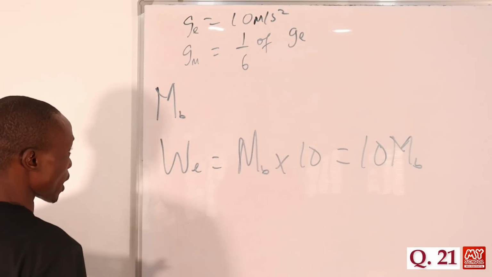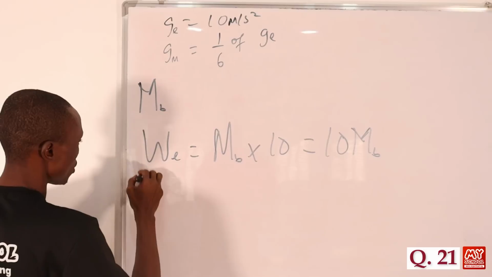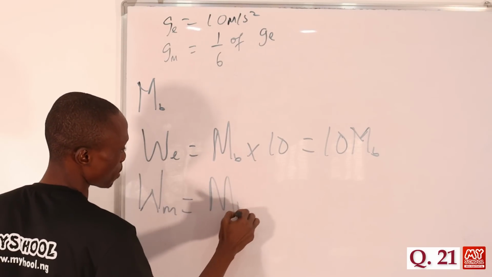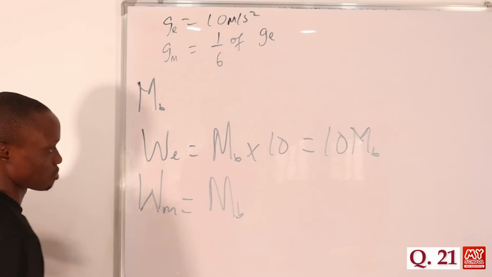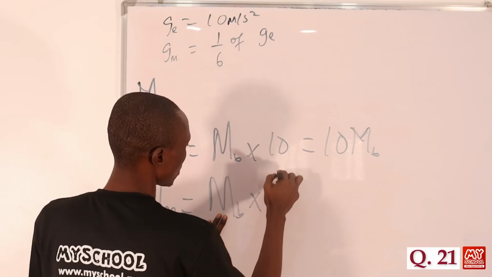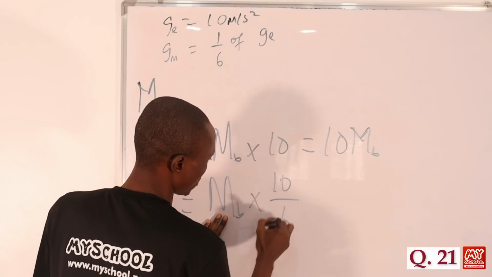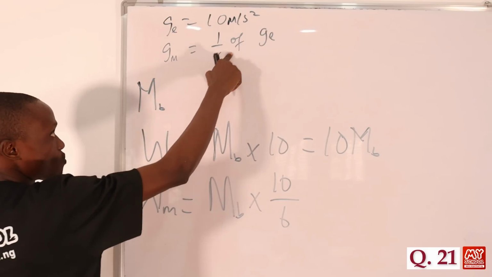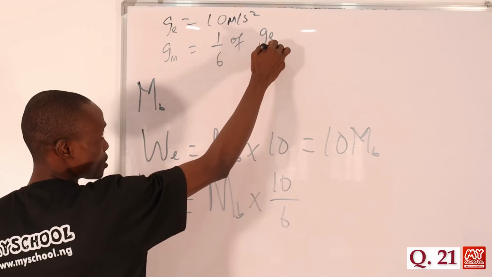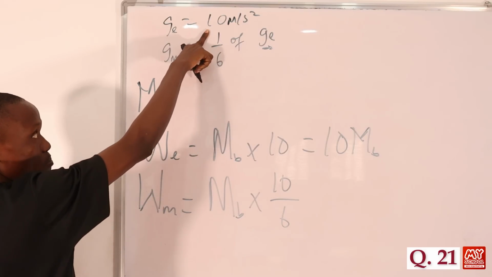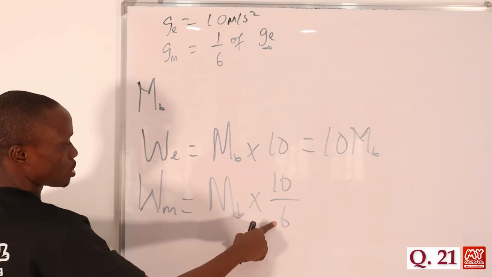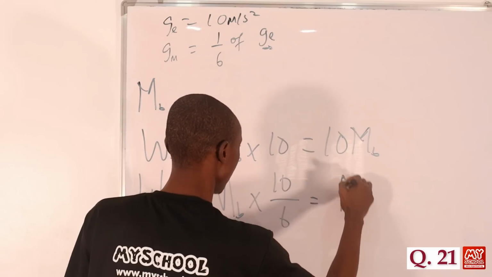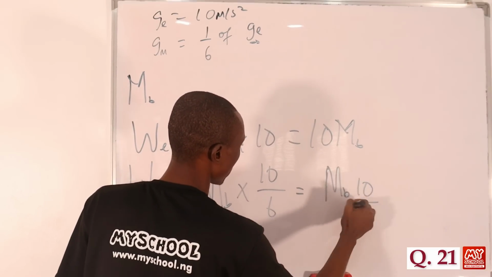Now we can as well calculate the weight on the moon. So the weight of the bowling ball on the moon will be equal to mb, remember that mass is constant, so that will be equal to mb times 10 all over 6. Remember that we are told that the acceleration due to gravity on the moon is 1/6 of that on the Earth, and that of the Earth is approximately 10 meters per second square, which is what we use here. So the weight on the moon will be equal to mb times 10 divided by 6.